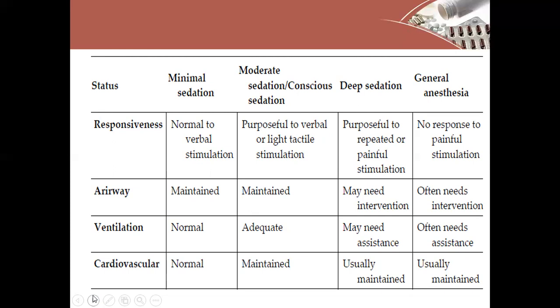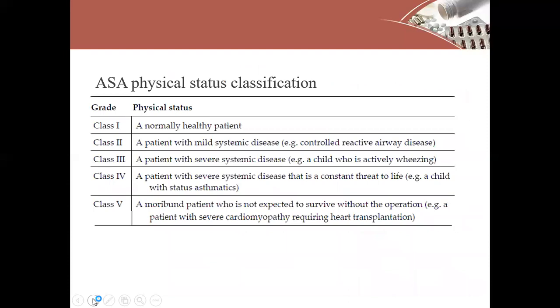So here the ventilation is given by the anesthesia unit or an Ambu pump, and even the airway needs proper intervention. So that is the basic difference between minimal sedation, moderate sedation, deep sedation, and general anesthesia. So here, before undergoing such a procedure, we have to understand the ASA physical status of the patient.